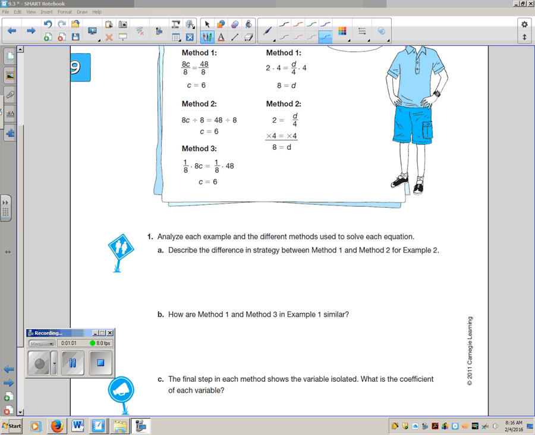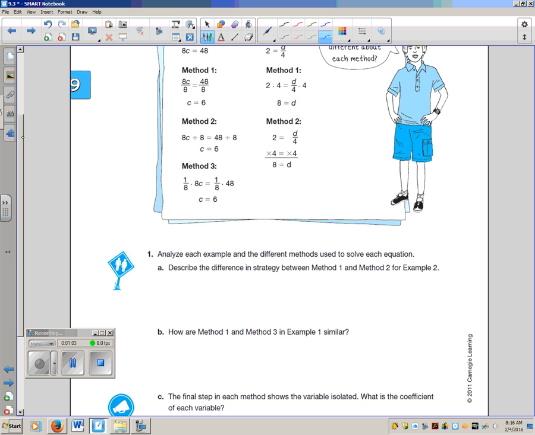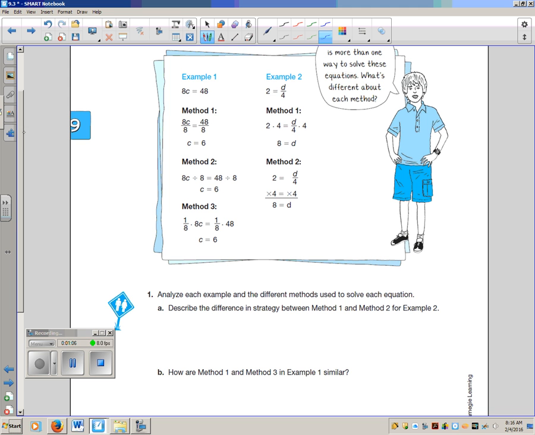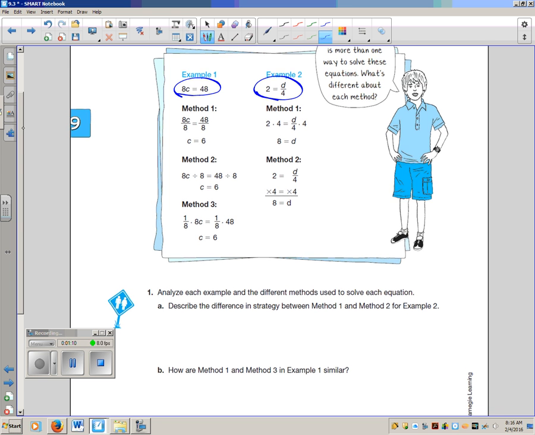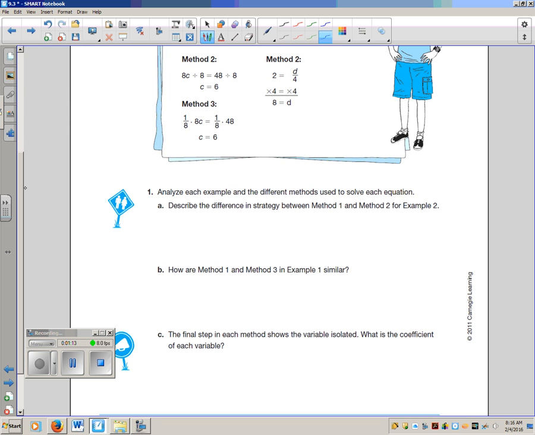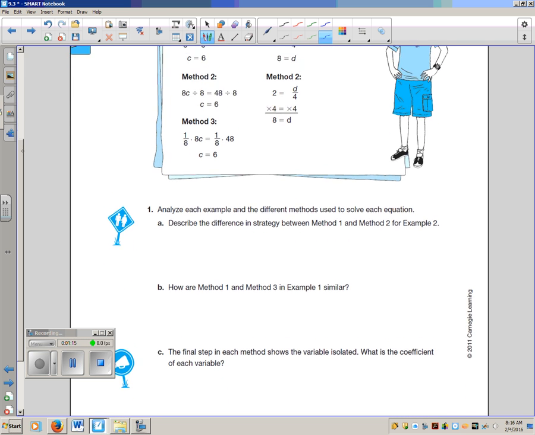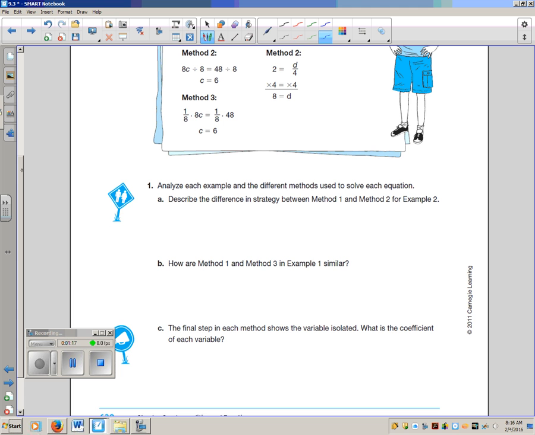Okay, next page, 630. These are the kind of problems we're going to be solving. Example 1 and example 2. So example 1 is 8c equals 48. Right in your book, 8c equals 48. And we know when the constant is right next to the variable, that is multiplication. So we have to use the inverse property, which is division, to get the variable by itself.